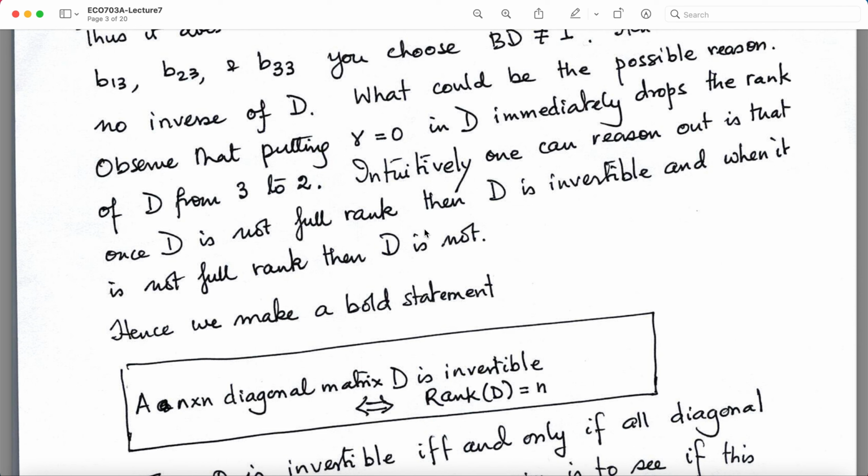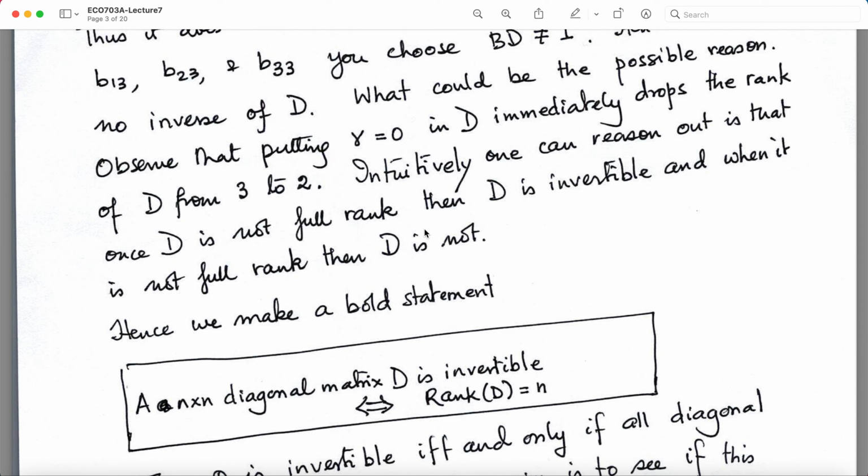Actually, this is true for any matrix. Once you have a full rank matrix, your invertibility is guaranteed. When it is not full rank, your invertibility is not guaranteed. And that's the key issue. Here you have seen it openly for a given matrix. You have seen it for a diagonal matrix.